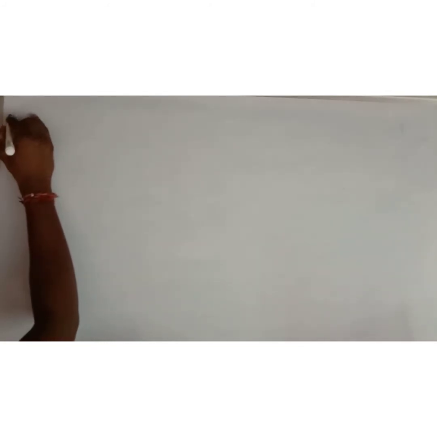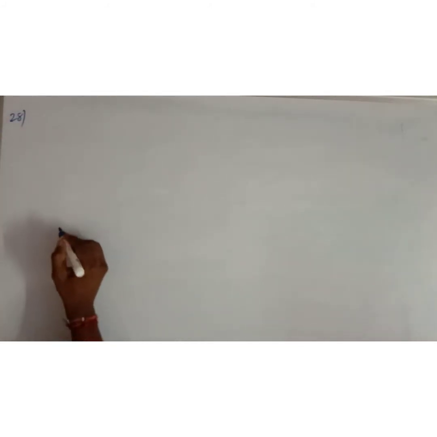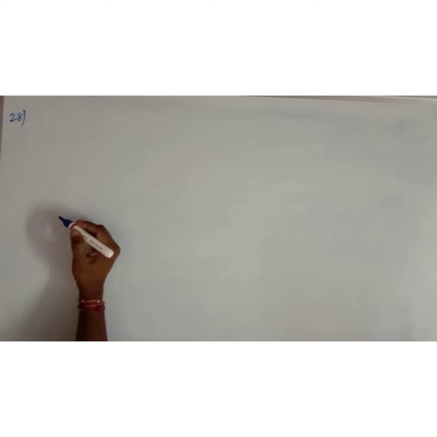Children, the next question is 28th question. That is, a certain sum of money is distributed among A, B and C in the ratio of 1 is to 1 by 2 is to 1 by 3 is to 1 by 4, and B gets 120 rupees. Then find the shares of A and C. So here three members are there, A, B, C, and B is getting 120 rupees. Then I have to find the value of C and A in the ratio 1 by 2 is to 1 by 3 is to 1 by 4.